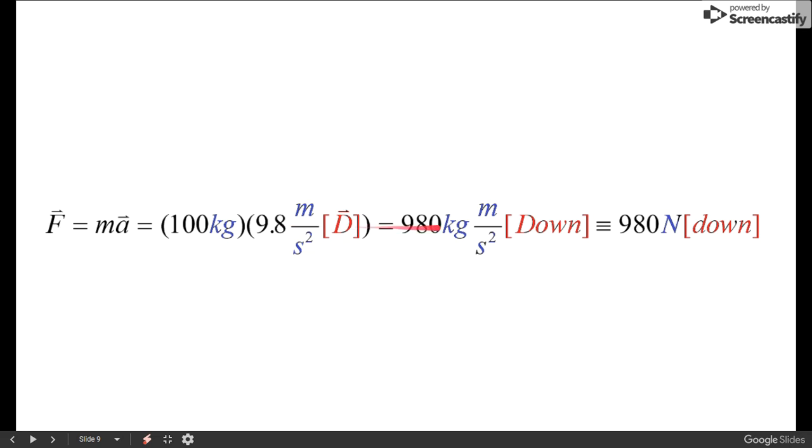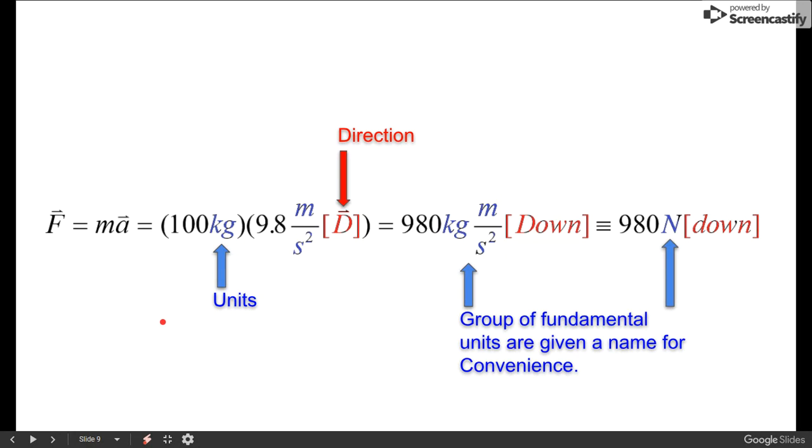Let's look at the whole mess here and see what we're dealing with. There's a number, there's a unit. There's a unit, there's a direction. The unit is being combined here. We still have a direction listed in there. So units, direction, and then these two are the same thing.